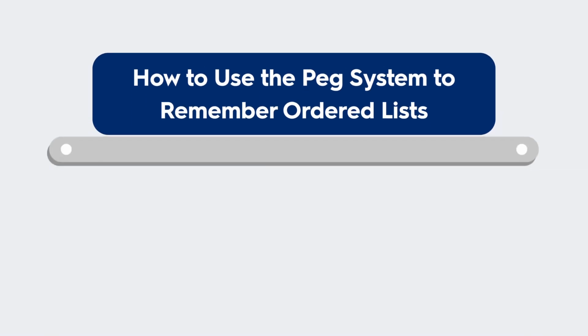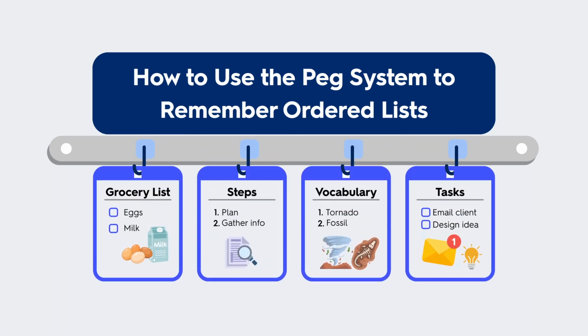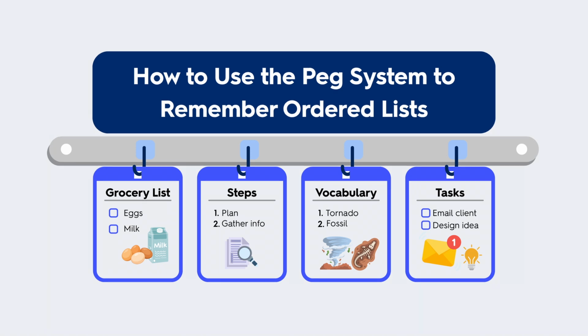The idea is simple. First, you memorize a small set of familiar numbered hooks. Then, you attach new information to those hooks with vivid pictures.